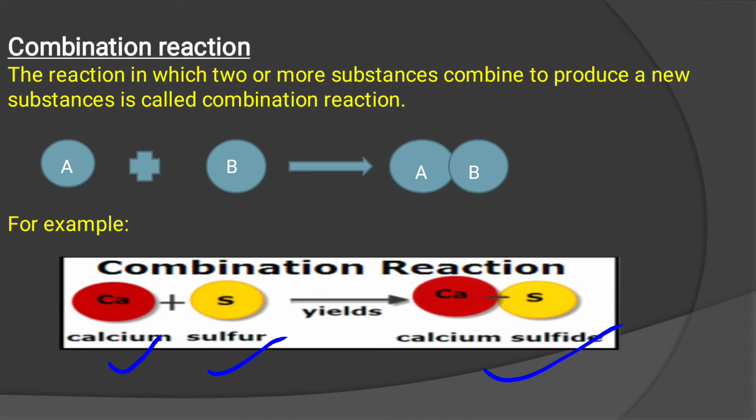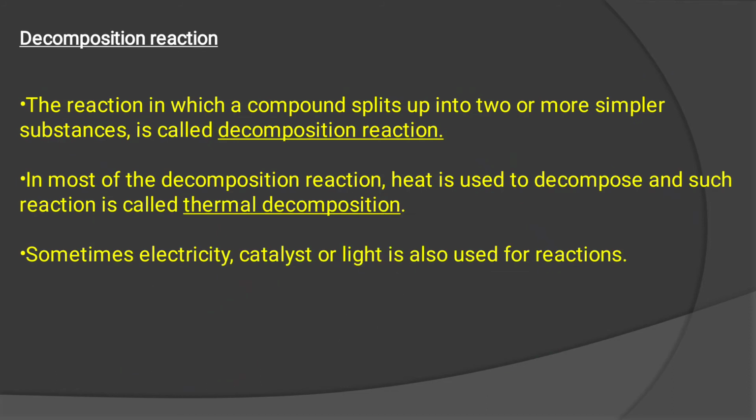You can relate it like this: if a compound A is added with compound B, then we get the combination of these two, and this is the combination reaction. Okay, so there are many examples. You have to practice more to learn how these are combining. The next is the decomposition reaction.